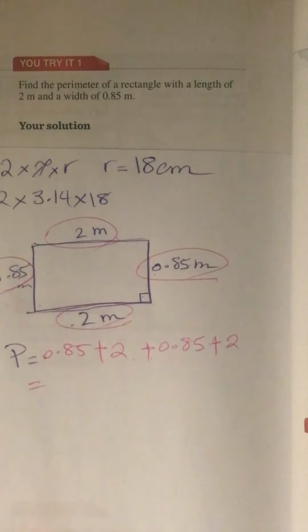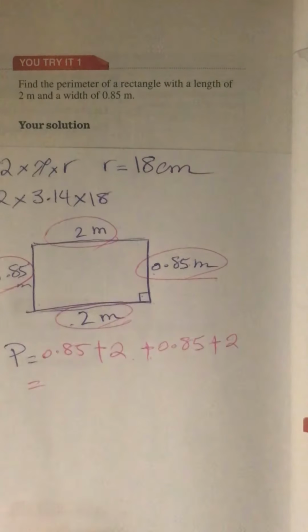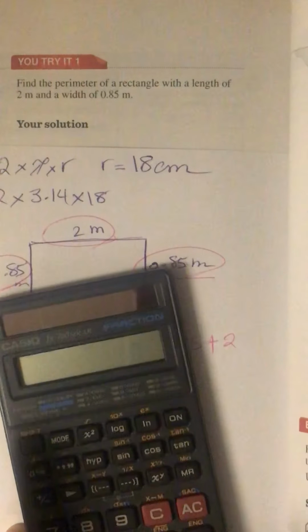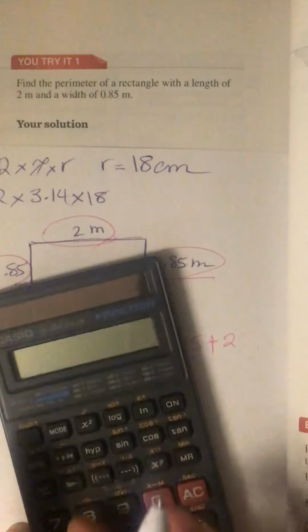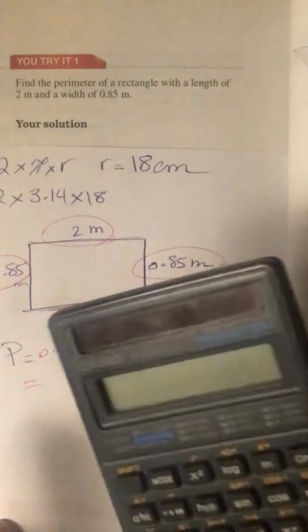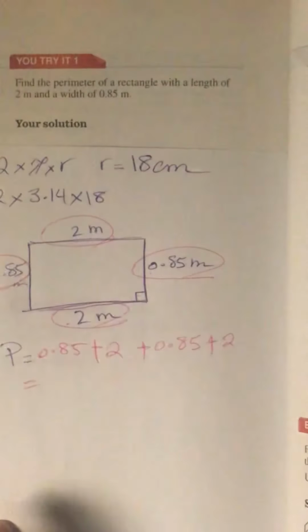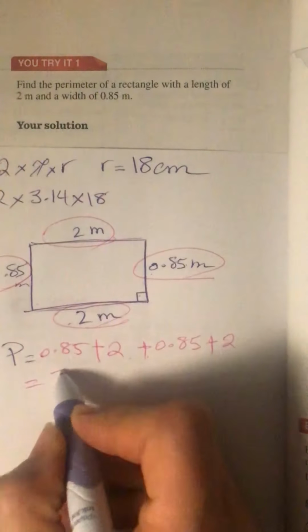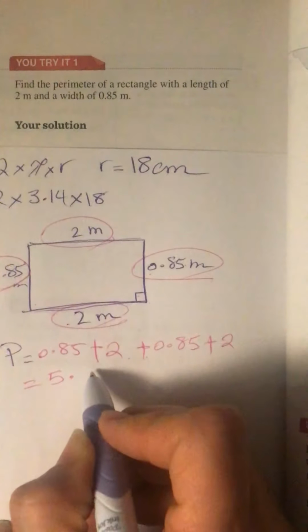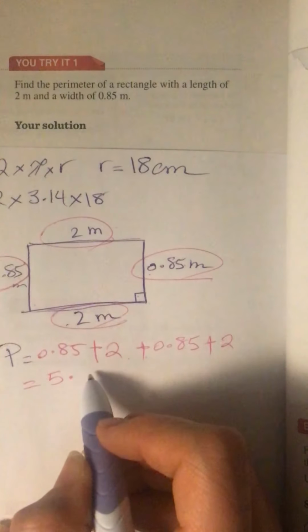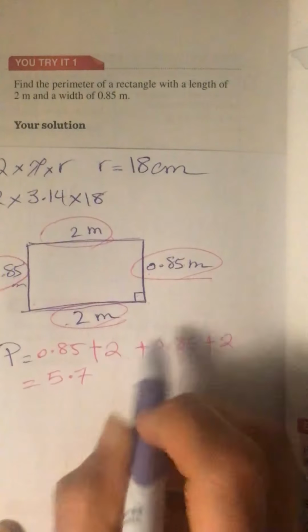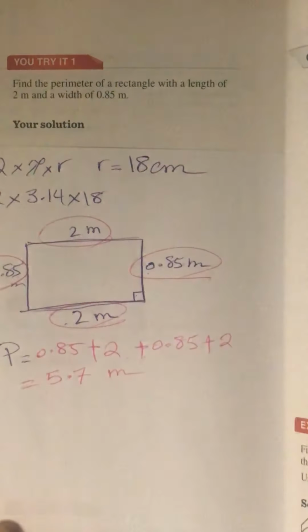Did I cover all the sides? Yes. I'm going to grab my calculator and add that. 4 plus 0.85 plus 0.85 is 5.7. So the answer to You Try It 1 on page 518 is 5.7. The unit is meters. We're just going to copy that.